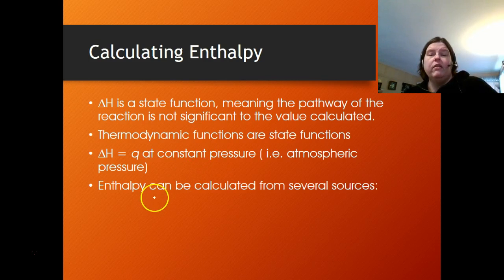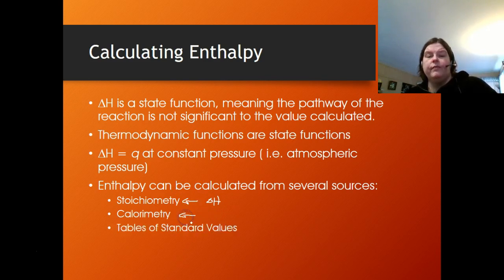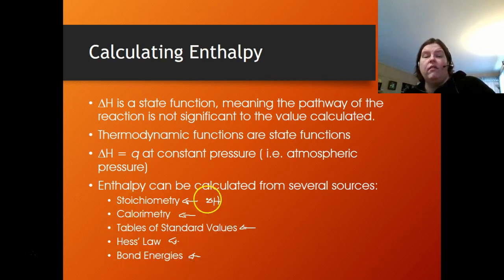Okay? Enthalpy can be calculated from several sources though. We can use stoichiometry to calculate it if we're given some values. If we're given delta H values for a reaction, we can calculate the enthalpy of a certain amount. We can use calorimetry. We can use a table of standards. We can use Hess's law, which sometimes uses a table of standards. And we can use bond energies. And we will be using all of these in this unit. We're starting out with the first two. The other ones we'll leave for a little bit later.